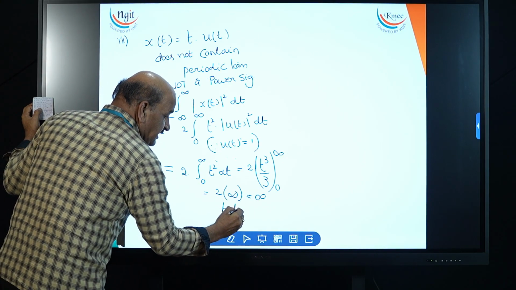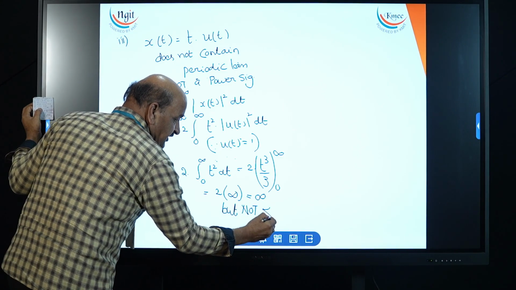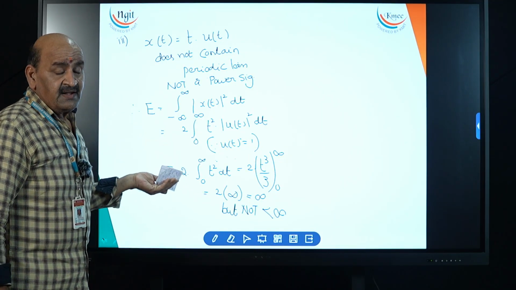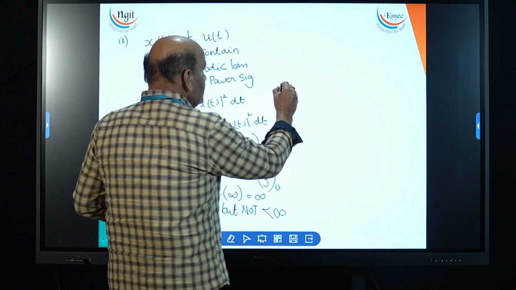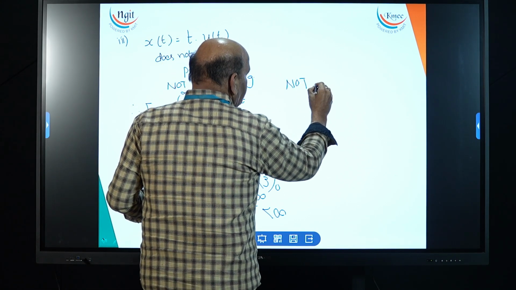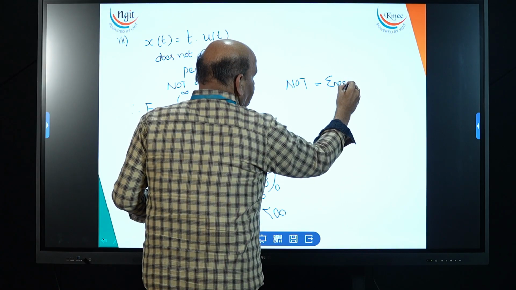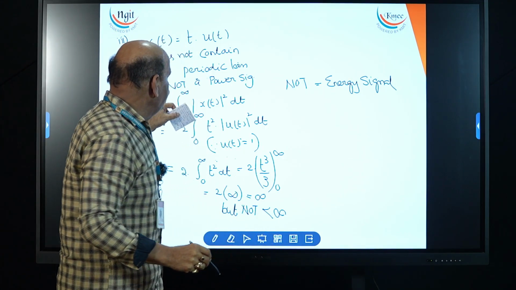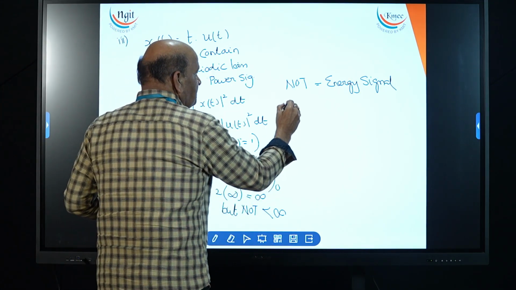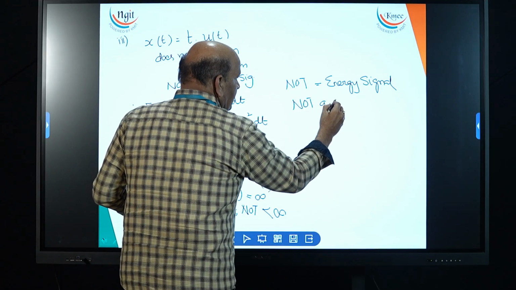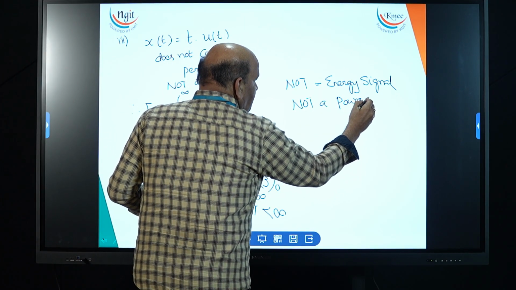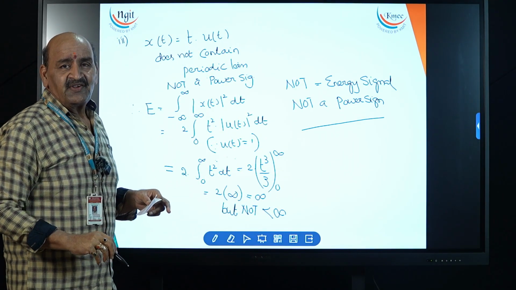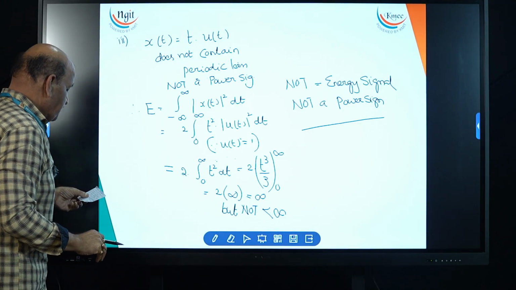One more point: it is infinity but not less than infinity. If it were less than infinity, it would be an energy signal, otherwise not an energy signal. Therefore, it is not an energy signal. At the same time, in the previous one, it is not a power signal. So this signal is neither an energy nor a power signal. That is the output of this one. Let us go for the next problem.